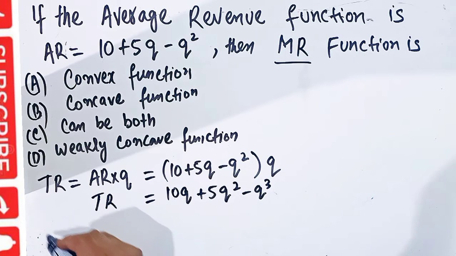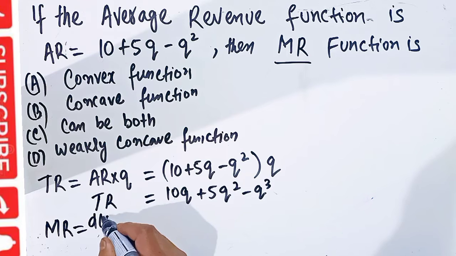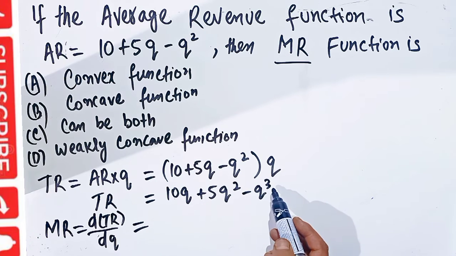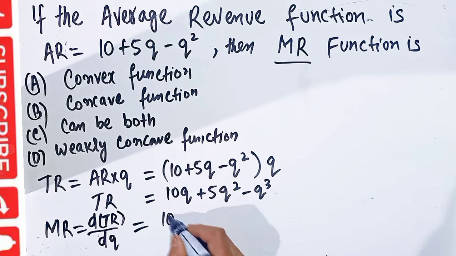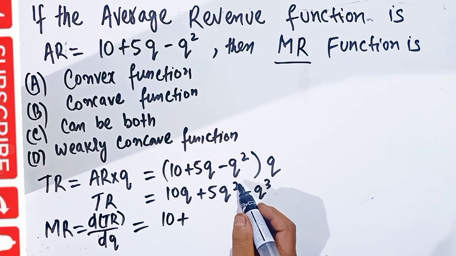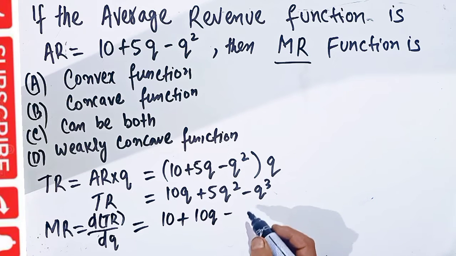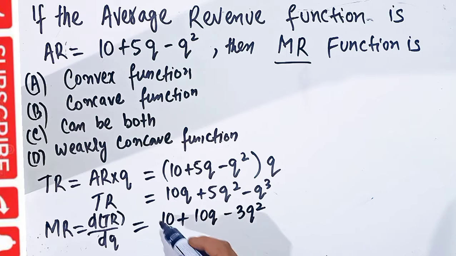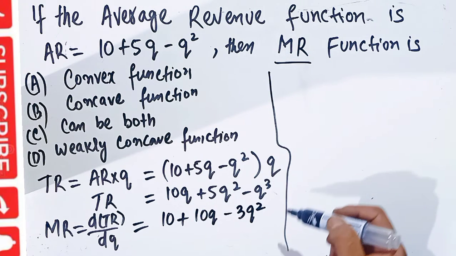Now what is the marginal revenue function? Marginal revenue is simply the derivative of the total revenue function with respect to output. So we differentiate this total revenue function with respect to Q. The derivative of 10Q is 10, plus the derivative of 5Q square is 2 times 5, that is 10Q, and the derivative of Q cube is 3Q square, so we get minus 3Q square.